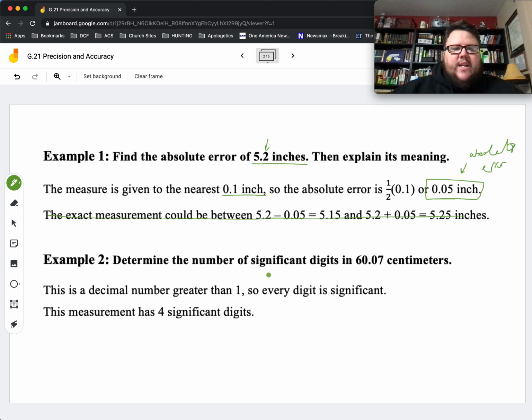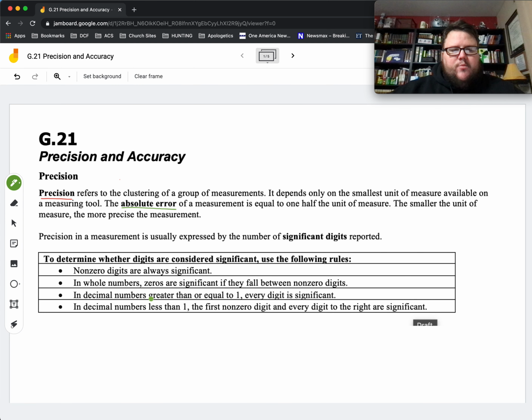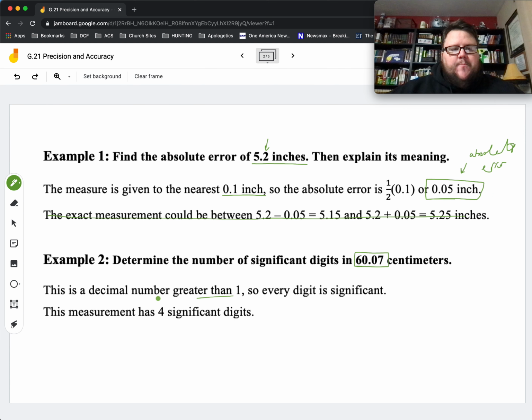So determine the number of significant digits in 60.07. This is a decimal greater than 1. So we're going to go over here. It's a decimal that is greater than 1. Every digit is significant. So since it's greater than 1, every digit is significant, so that means 1, 2, 3, 4. There are 4 significant digits.